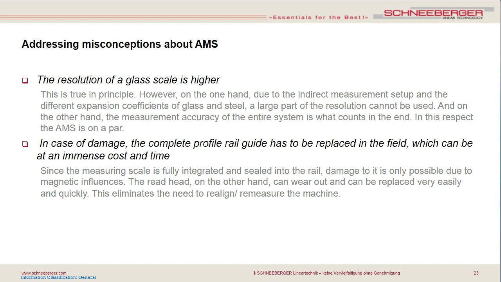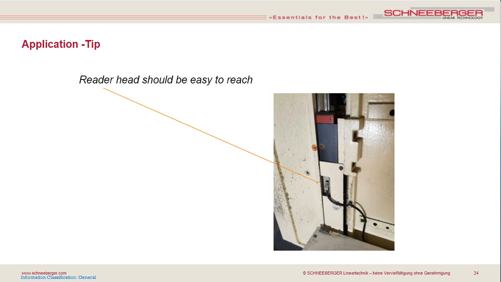Application tip: the reed head should be easy to reach. In the picture you see the reed head, which can be easily exchanged.